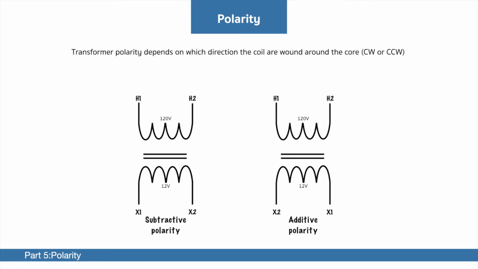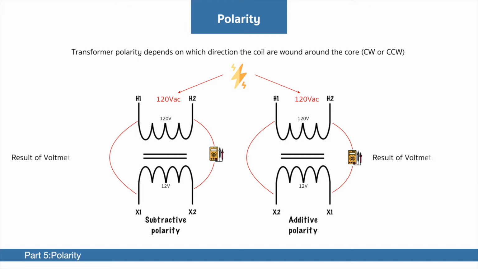The easiest way to identify which one is additive and subtractive polarity transformers is to look at the H1 and X1 terminals. In additive polarity transformers, we will notice that they are diagonally across from each other, whereas in the subtractive polarity transformer, we will notice that H1 and X1 are directly across from each other. In this example, I'm going to use a step-down transformer from 120 to 12 volts. Start by jumping a wire across each terminal and apply 120 volts to the primary coil.